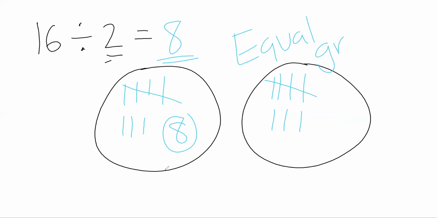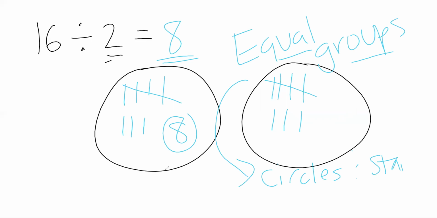And again, like I said, the idea of using equal groups with division is a lot like using circles and stars, just backwards. Right? It's that inverse. Kind of go back and forth. So go ahead and give this a try. Keep practicing and see how that works.